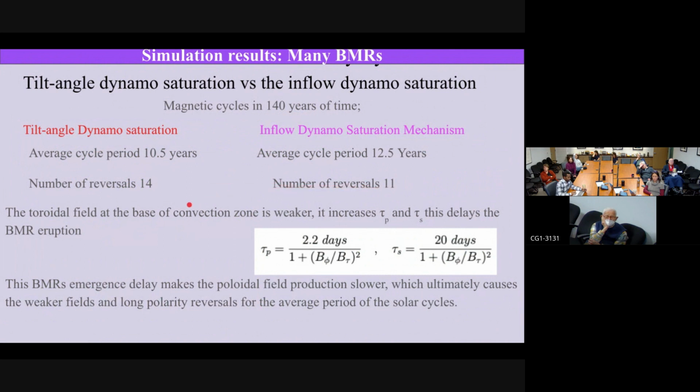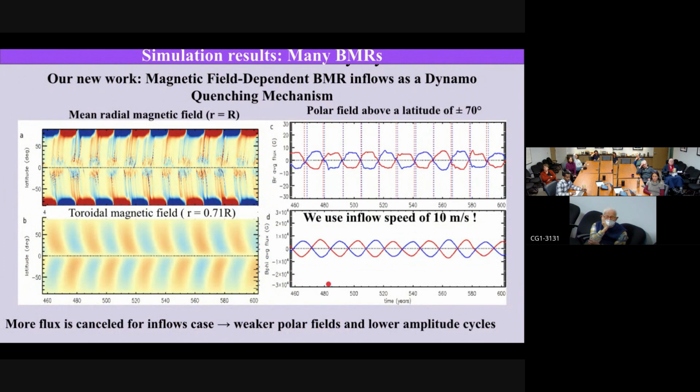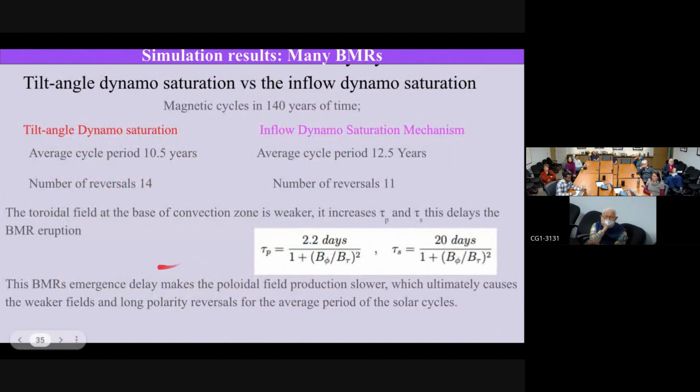Remember that here, even the toroidal field at the base of the convection zone is decreasing. That means when the toroidal field at the base of the convection zone gets weaker, the time increases. That is the reason we got 12.5 years here for the reversal in the inflow dynamo saturation. When the toroidal field at the base of the convection zone gets weaker, the polar field production is also slower, and we get a long polarity reversal.